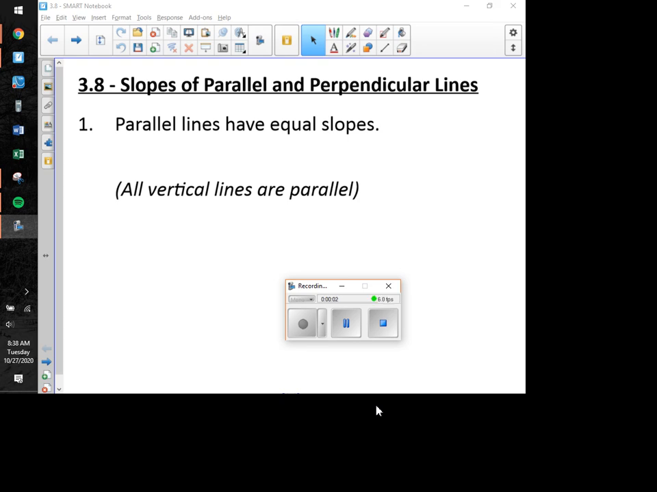Okay, geometry, here we go into the last section of Chapter 3. 3.8 is really the whole reason that we did 3.7. Here we're going to talk about the slopes of parallel and perpendicular lines.